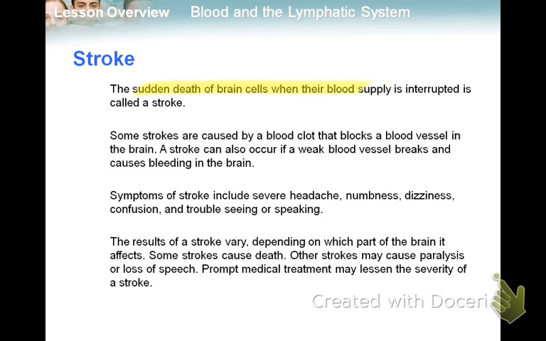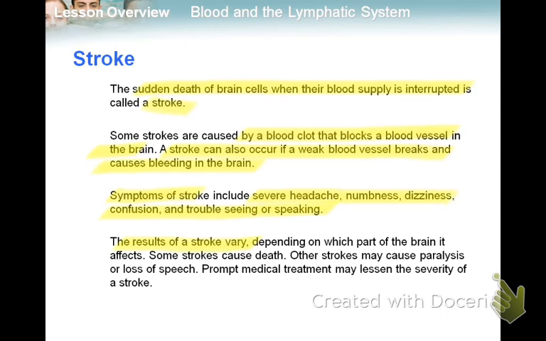Brain cells, when their blood supply is interrupted, can die, and that's called a stroke. Some strokes are caused by a blood clot that blocks a blood vessel in the brain. A stroke can also occur if a weak blood vessel breaks and causes bleeding in the brain. Symptoms can include severe headache, numbness, dizziness, confusion, trouble seeing or speaking.